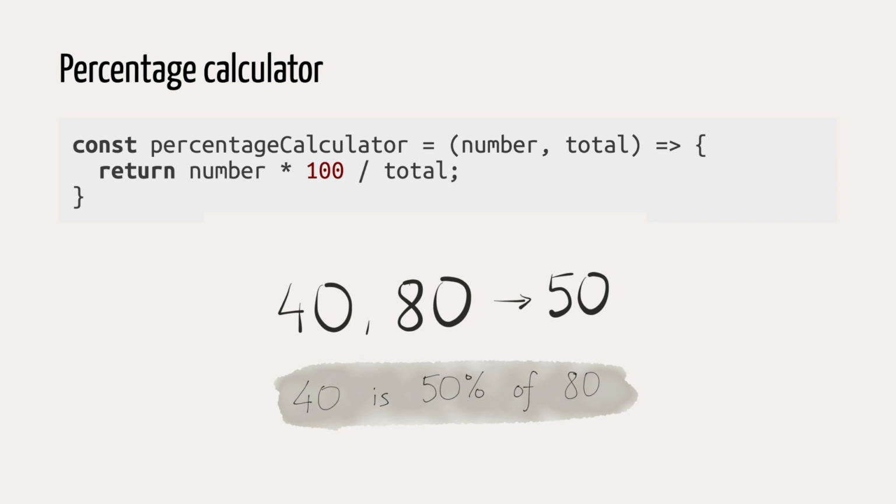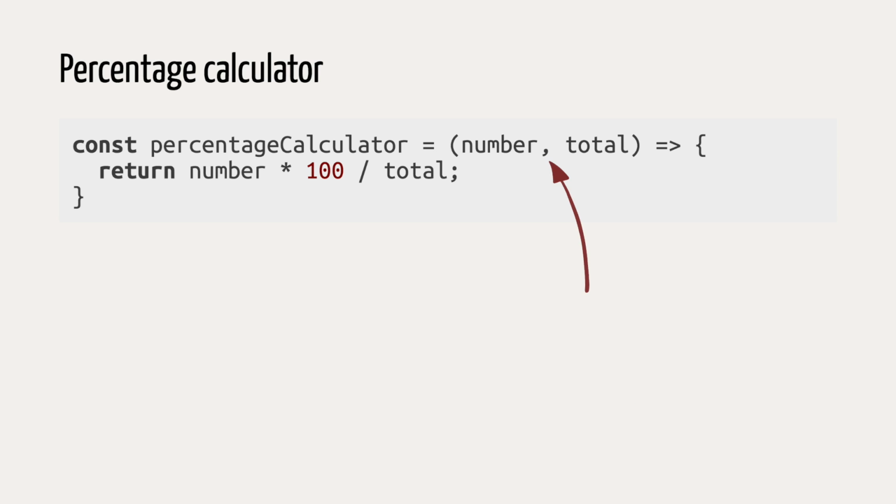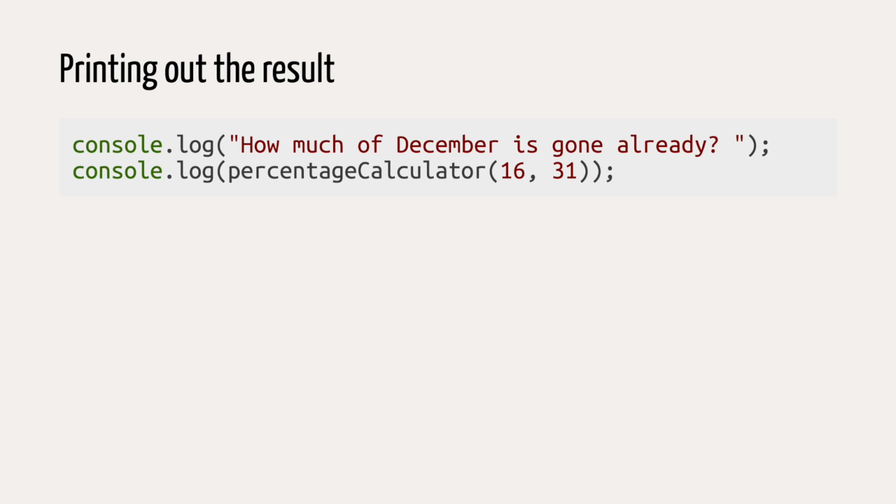As you see, when there are multiple arguments, they are separated by commas. Let's print the result onto the screen. Today is December 16th, and I want to know what percentage of December is already gone. Look at the second statement. There are two important points here. First, we can put the function call in any place where we can put a string, a number, or a constant. On the first line, we printed a string, and on the second line, we printed whatever the percentage calculator has returned.